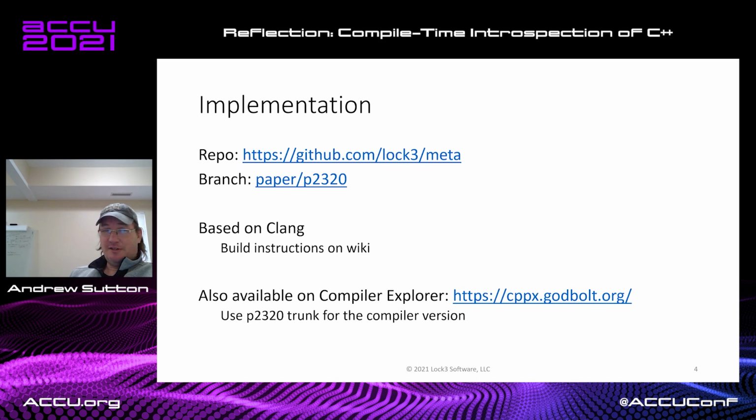Okay, so as mentioned, there is an implementation. It's again on GitHub, log3 meta. The branch you would want to check out if you're going to try to build this and compile it is paper/p2320. It has most of the syntax described in that paper. We're still trying to hammer out some details of certain things. There are build instructions on the wiki for that repo, and the compiler is also available on Compiler Explorer. Thank you, Matt, for helping get that up, Matt and colleagues. If you go to cppx.godbolt.com, you can find this. Use the P2320 trunk version of the compiler to experiment, and it should just work. Hopefully, it just works.